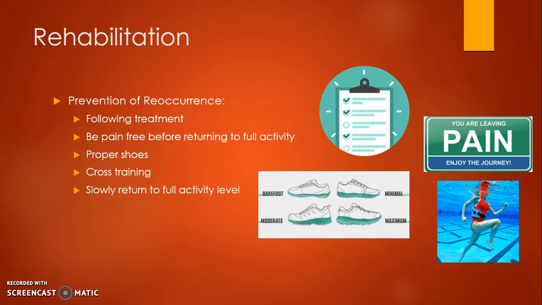So rehabilitation follows treatment, and you should be pain-free before you try to return to full activity. It's important to wear proper shoes, and you can see there's a photo of different kinds of shoes for different forms of activity. So finding shoes that are best suited to your form of activity will help decrease the rate of reoccurrence of shin splints. Cross training, or that strengthening that we were just showing you, is also really helpful for preventing shin splints. You can see there's a young lady in the pool, and that is one method of rehabilitation while you're undergoing treatment for pain relief, because it doesn't put the same kind of pressure on the low leg.